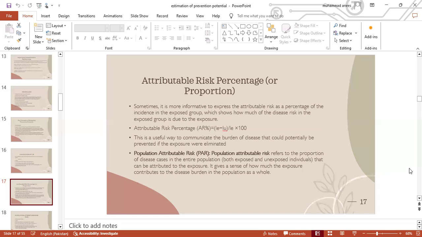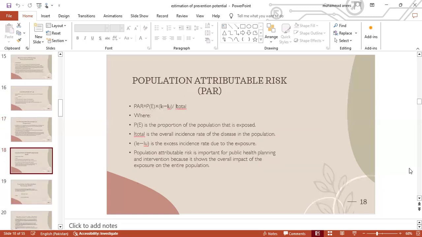Population attributable risk refers to the proportion of the disease cases in the entire population, both exposed and unexposed individuals, that can be attributed to the exposure. It gives a sense of how much the exposure contributes to the disease burden in a population as a whole.